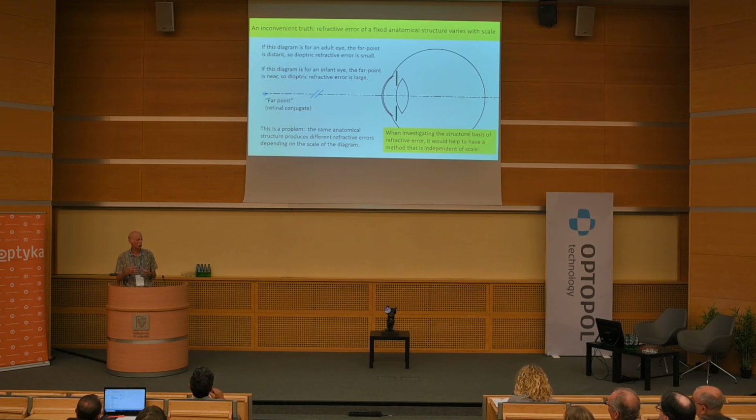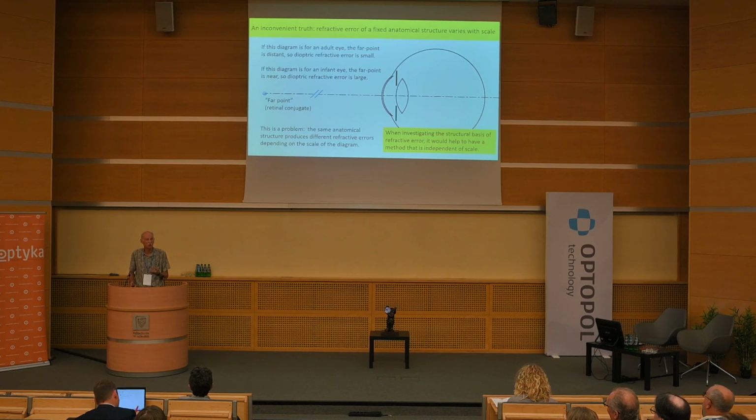Whereas if this was a child's eye or even an infant eye, all the dimensions would be small, including the distance to the far point. It's a small distance, therefore it's a large refractive error. So here we have the same physical structure of the optical system, and it has a different refractive error depending upon scale, its size. And that seems to me to be a problem for those of us who are interested in discovering the structural basis of refractive error, because it changes with size.